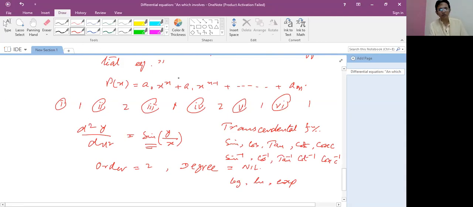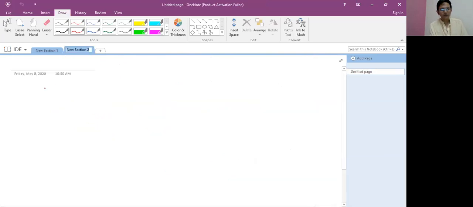After that, student, we will talk about how we can form it: formation of differential equation. How can we form the differential equation? So, formation of differential equation.